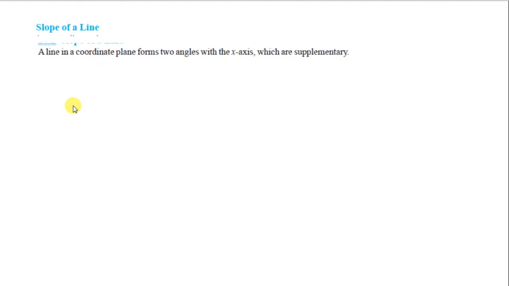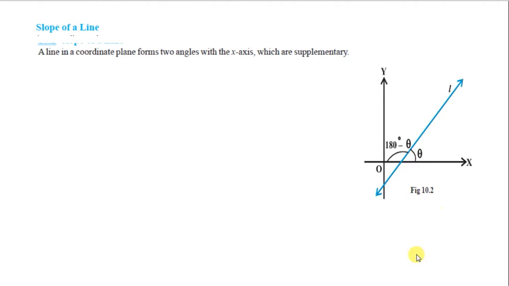Now we start with what the slope of a line is and how to find it. When you draw a line in a coordinate plane, then the line forms two angles with the x-axis. Suppose this is theta, then this becomes 180 minus theta. The two angles form a linear pair, which means they are supplementary.